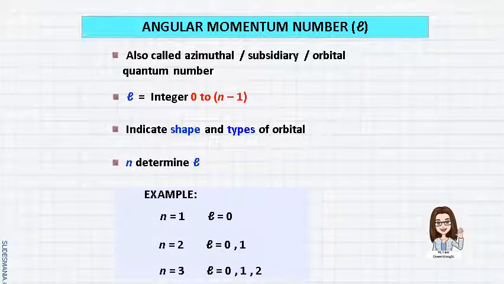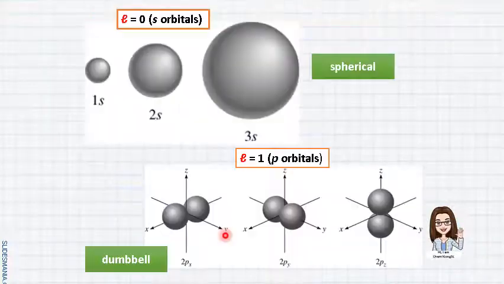So this is the angular momentum quantum number. If L equal to 0, it represents an s orbital. It can be 1s, 2s, 3s, which are spherical. If L equal to 1, it represents a p orbital, which is dumbbell shaped. 2px, 2py, 2pz, there are 3 orientations. This is related to the next quantum number.